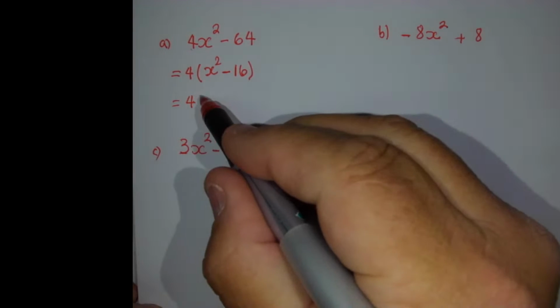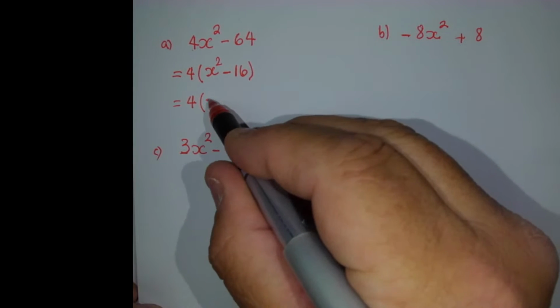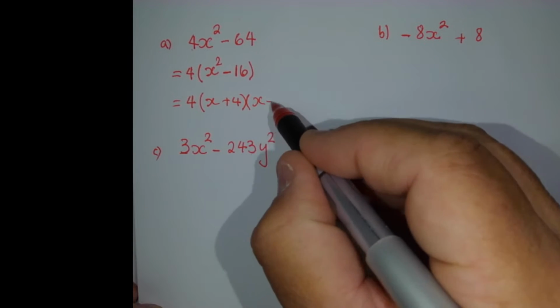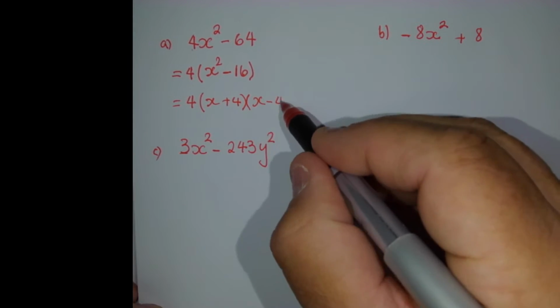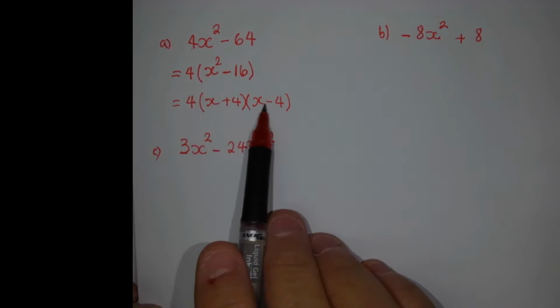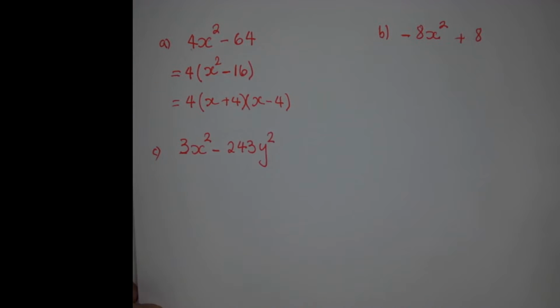I'm going to leave the 4, and now remember how we factorize the difference of squares. We have the sum and the difference of the square roots of the two terms. So in other words, the product of the sum and the difference. So x, that's x squared, 4 and 4, that's 16, and that's the difference of the squares. Okay, right, let's have a look at part B.